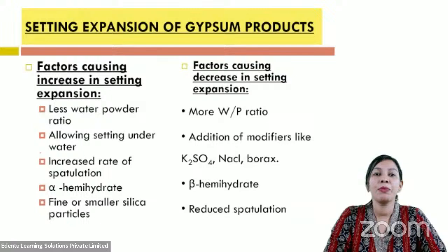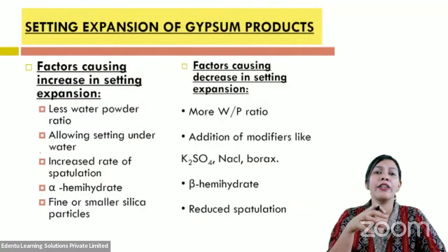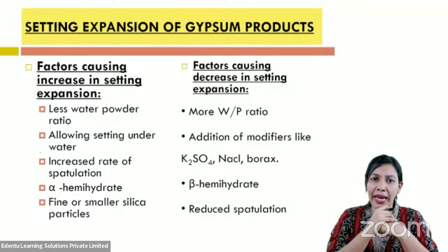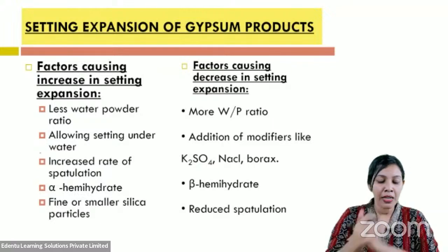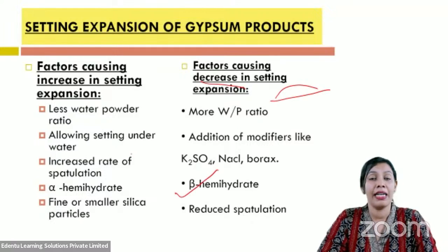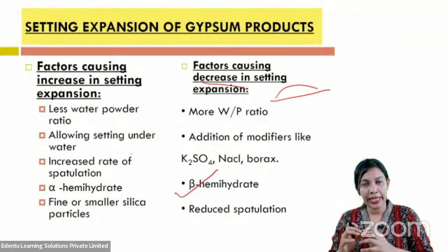Next, a very important thing is setting expansion. Since there is absorption of water taking place in the gypsum product, there is hygroscopic expansion, that is water related expansion, and there is nuclear crystallization, from which there is growth of the crystals and pushing of the crystals, and expansion takes place. There are various factors through which we can control the expansion. The factors that decrease setting expansion: first, beta hemihydrate is more porous and irregular in shape, so it needs more water.